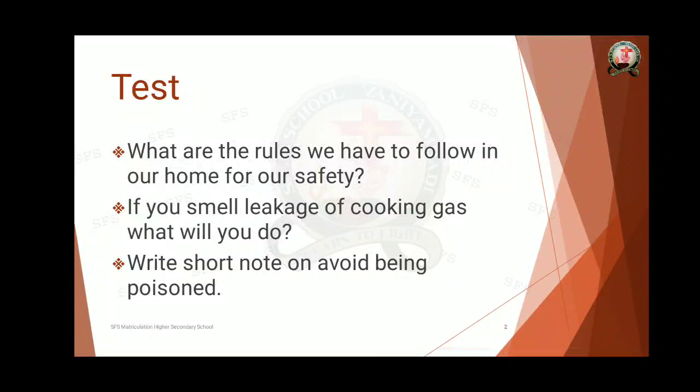And the third one: write a short note on avoiding being poisoned. I hope you know what you have to do.